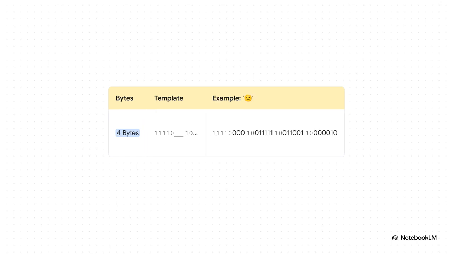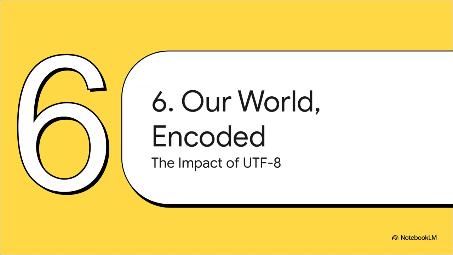And this system is so flexible it just keeps going, all the way up to 4 bytes for the really complex stuff, like our good old smiley face emoji. Those first bits, 11110, just tell the computer to read the next 4 bytes as a single character. It's this beautiful self-correcting system that's both powerful and really hard to break. So because of this ridiculously clever design, UTF-8 didn't just solve some nerdy technical problem. It fundamentally reshaped our entire digital world and made the global internet that we know today possible.